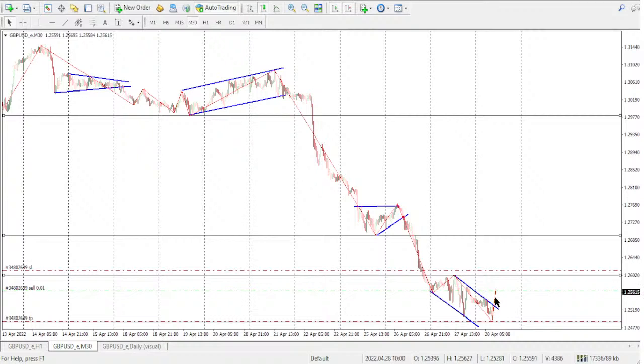So as I've said, this is a good sell place unless the price breaks above this level here. We've sold it already. Our take profit is here. Our stop loss is above the high of this candle here. So this one here. The next chart.